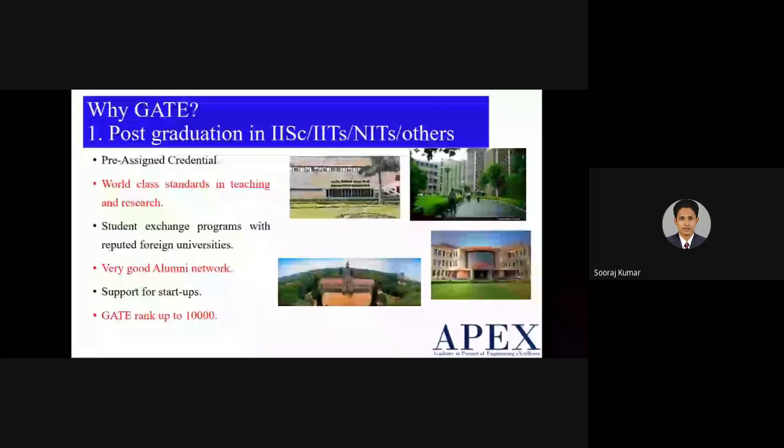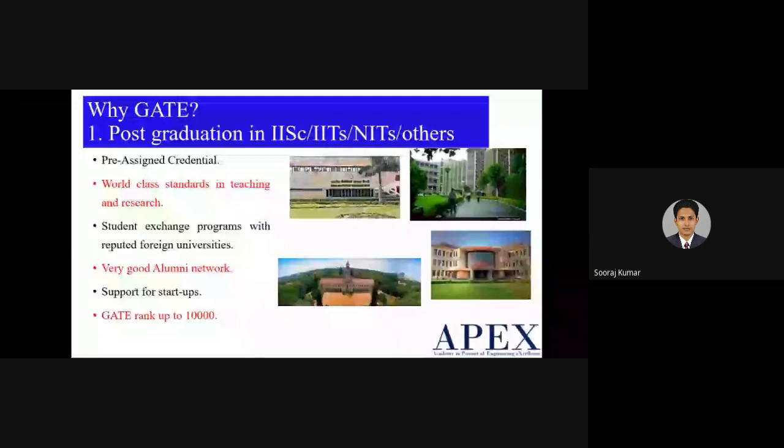So getting a post-graduation from IISc, IITs and NITs is very valuable. What is the advantage of this? A lot of people who come from IISc, IITs and NITs are good in technical knowledge. So they have something called pre-assigned credentials. They are thought to be good unless and until you prove otherwise. Generally, whenever a person says I am from IIT or IISc, it is taken for granted that they have good knowledge. Second thing, world-class standards in teaching and research.